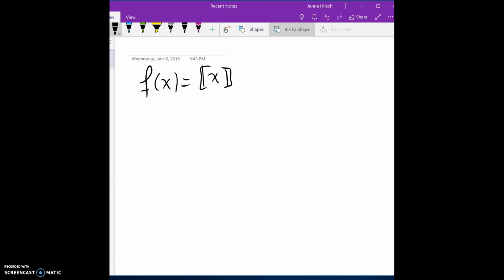Let's take this idea of the greatest integer function and make sure we're comfortable with two things. First of all, the definition and how we can evaluate some values within this function. So a quick reminder, the greatest integer function is defined to be the greatest integer less than or equal to x.